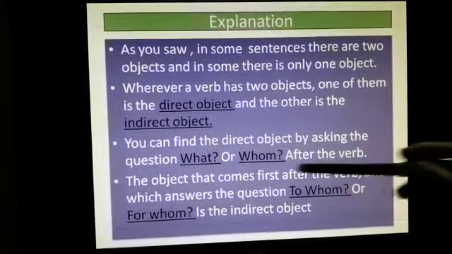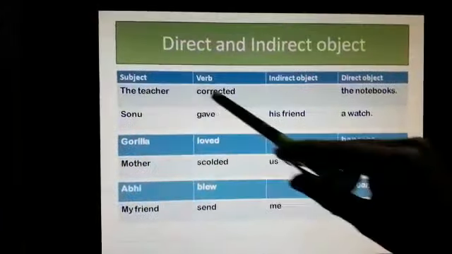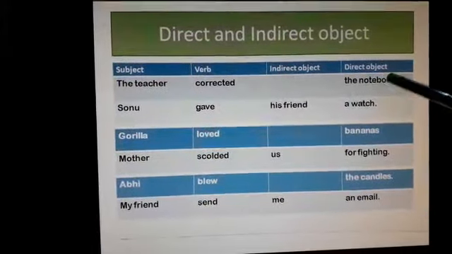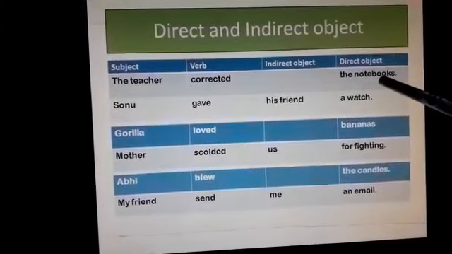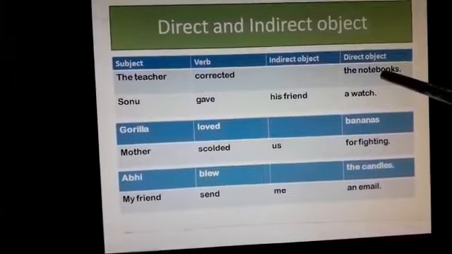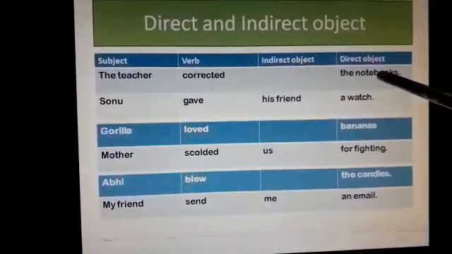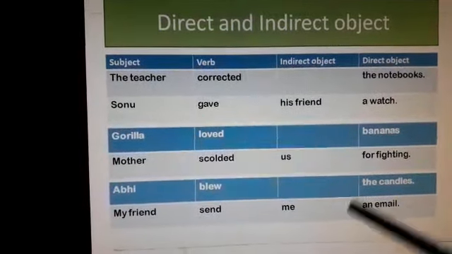With this explanation, let us see the next slide. Here, the teacher corrected the notebooks. Now, what did the teacher correct? The teacher corrected the notebooks. This answers the question of what after the verb. So, this is only one object and this is the direct object.